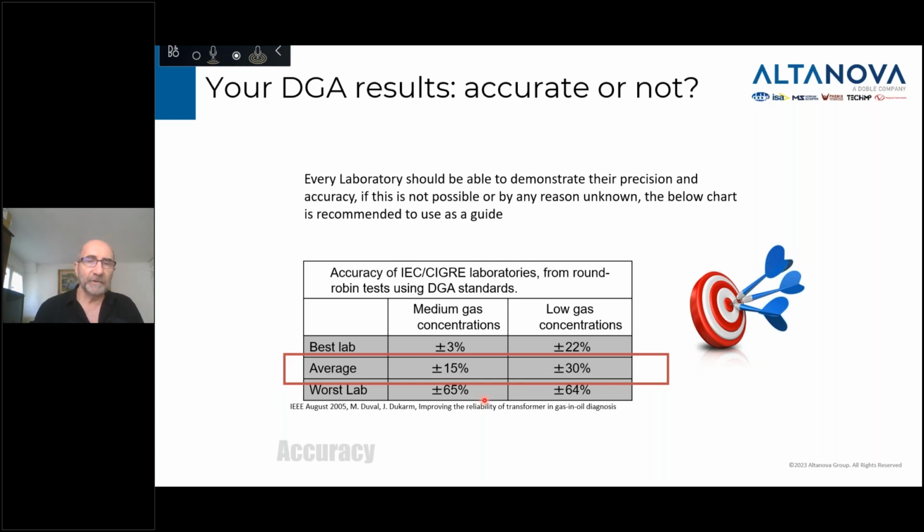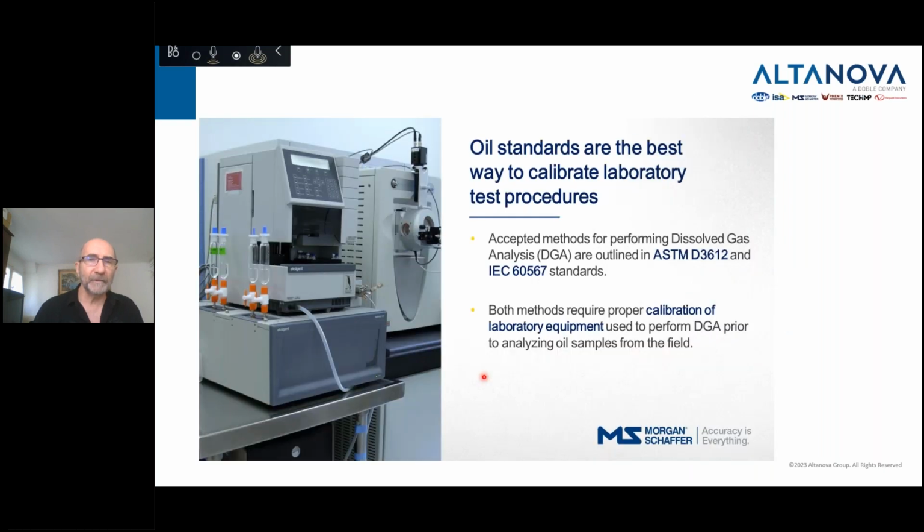So what this shows is it's very important when you choose a lab to make sure to understand what their accuracy is, especially in the medium gas concentration, to make sure that they're under that 15%. How do you do that? Well, it's pretty simple in a way. One way of doing it is to use a gas in oil standard.